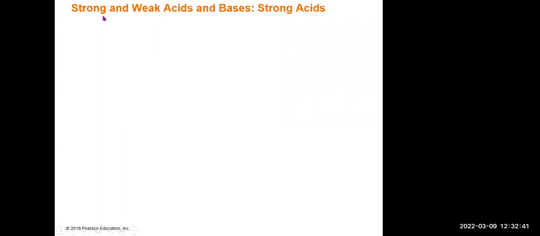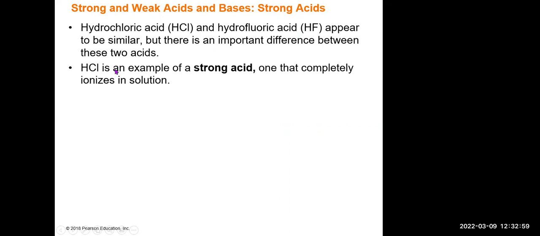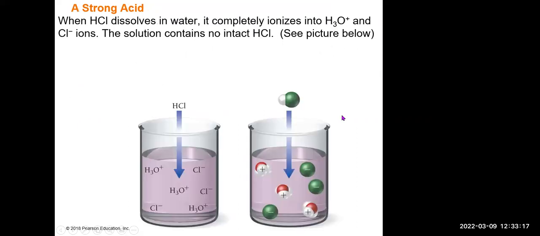And we also know acids and bases can be strong or weak. For example, hydrochloric acid, HCl, and hydrofluoric acid, HF, are both acids and they appear similar, but there is an important difference between these two acids. HCl is an example of a strong acid, so that means a strong acid completely ionizes in solution. HF is a weak acid. A weak acid does not completely ionize in solution.